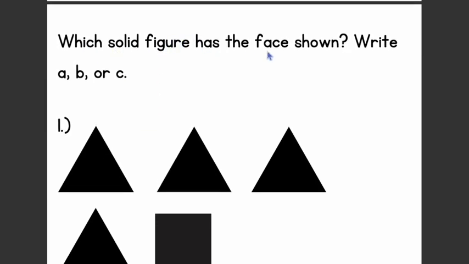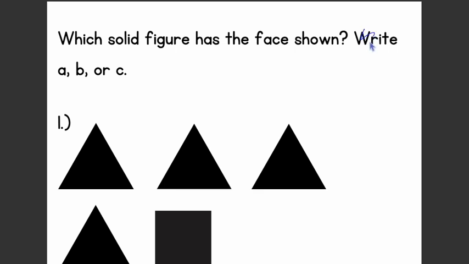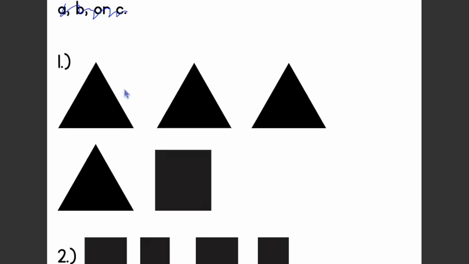Which solid figure has a face shown? And ignore the second part here. So for number 1, we have a solid figure that has 4 triangle faces and 1 square face. So we said earlier that one of the figures had 4 triangle faces and a square base, and you could try imagining that figure in your mind. So this is a pyramid, as we said earlier.